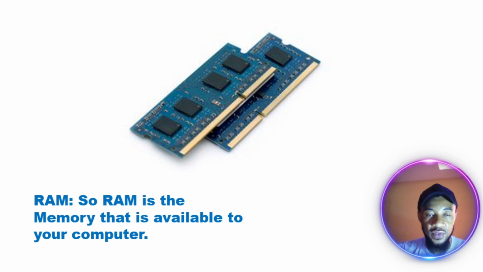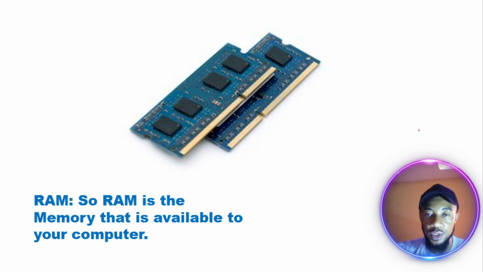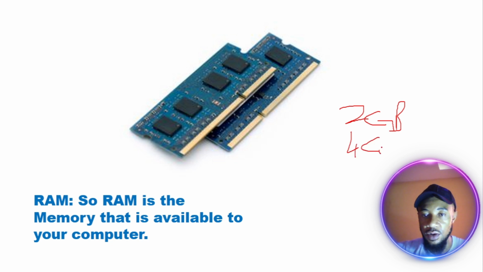So in your system specification, when you are checking your RAM, you'll be seeing something like 2 gig RAM, 2 gigabit RAM. You'll see something like 4 GB, 8 GB, 16, 32, and so on and so forth.